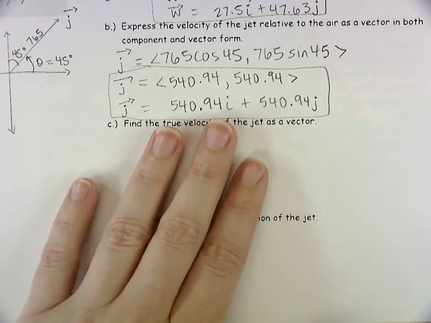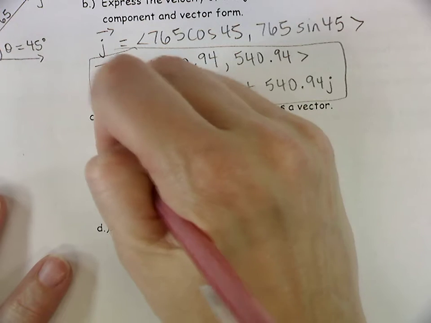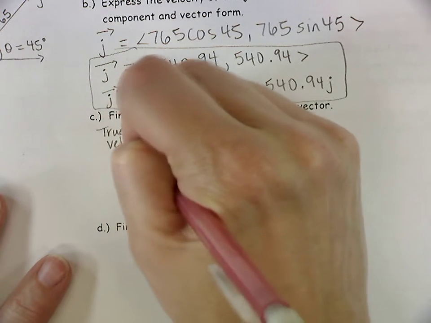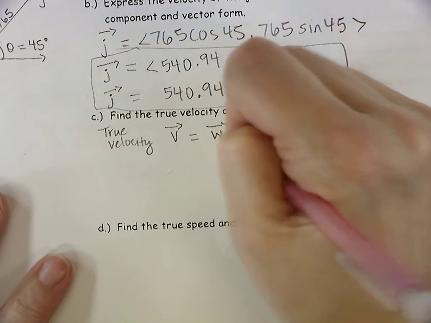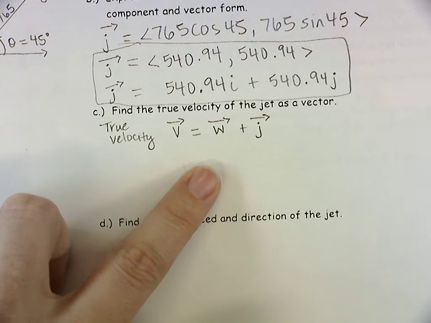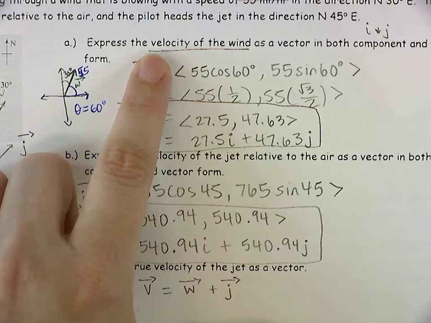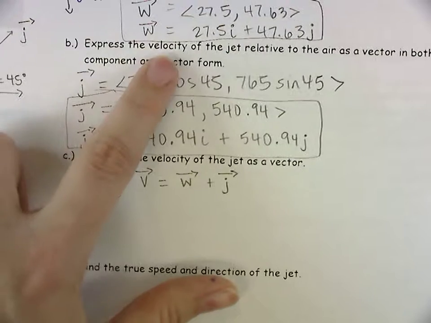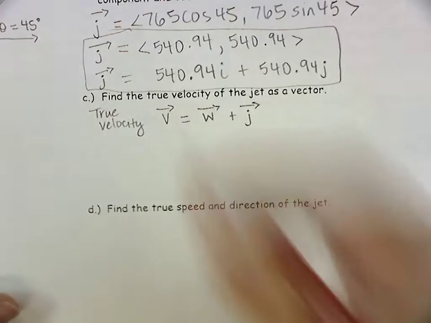Right there. Okay? Hovering. Okay, so now for part C, we're going to find the true velocity of the jet as a vector. Just as a reminder, I'm going to write down that the true velocity is going to be the wind plus the jet. There's a reason why I keep writing this down, and that's because that's what most people forget. Because you have true velocity, you have true speed, it's easy to get mixed up. So notice that here it just asks for the velocity. Okay, here it asks for the velocity. Now it's asking for the true velocity, which is the addition of those two vectors.